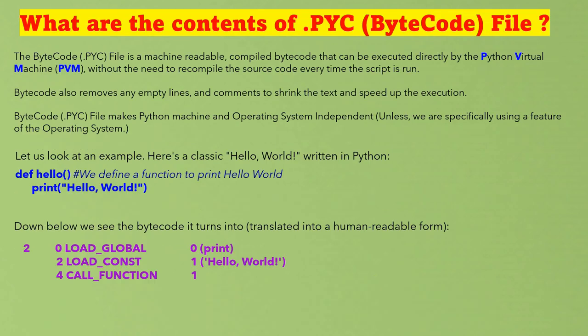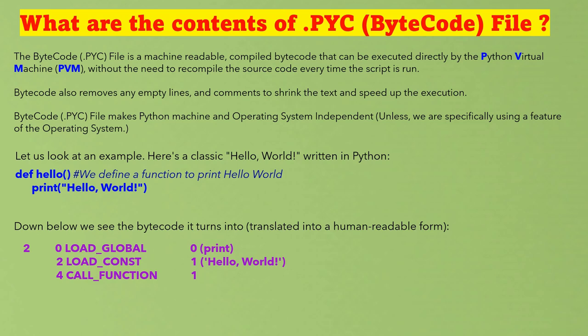What are the contents of .pyc? Bytecode file. The bytecode file is a machine-readable, compiled bytecode that can be executed directly by the Python Virtual Machine, PVM, without the need to recompile the source code every time the script is run. Bytecode also removes any empty lines and comments to shrink the text and speed up the execution. Bytecode file makes Python machine and operating system independent, unless we are specifically using a feature of the operating system.